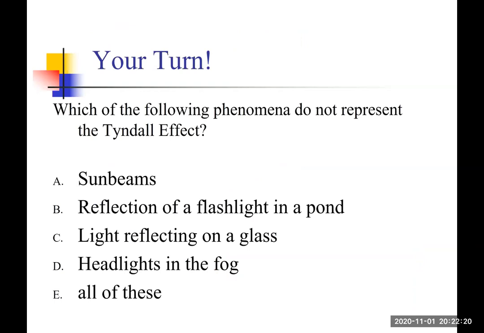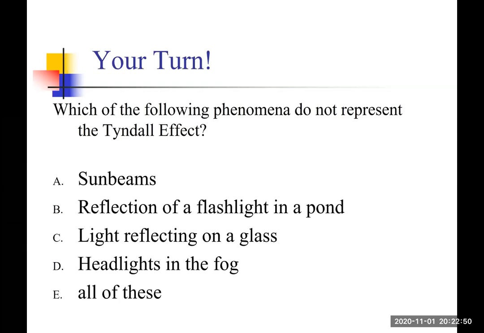Which of the following phenomena do not represent the Tyndall effect? So sunbeams are literally light from the sun that is reflecting off of some particles in the air, like the particles that are in clouds. The reflection of a flashlight in a pond, you're seeing that reflection because the light is reflecting on the particles that are in the pond.